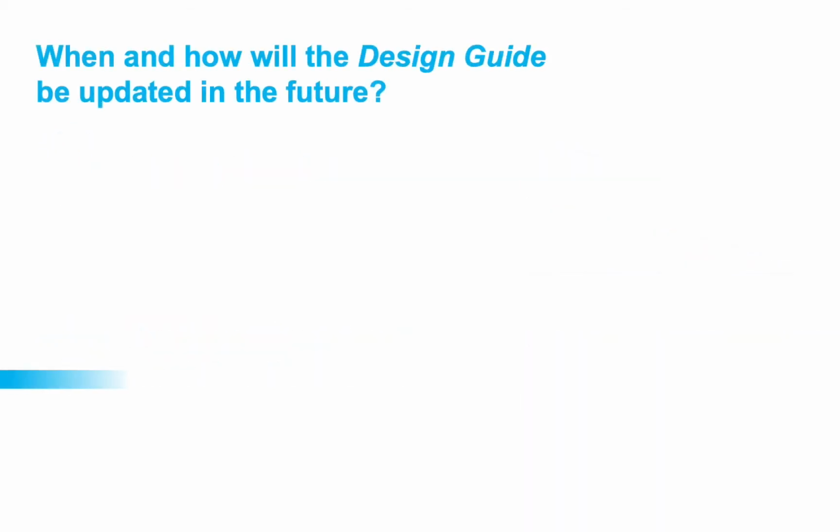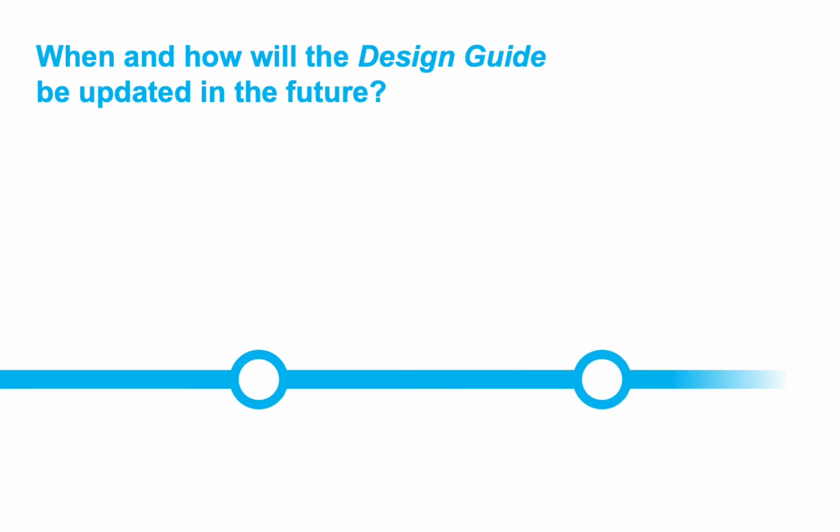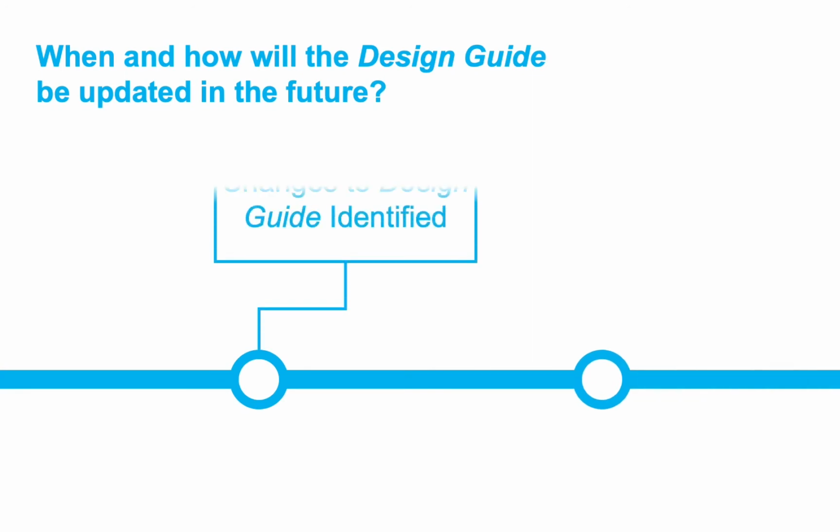Next, we will take a look at when and how the design guide will be updated in the future. First, changes to the design requirements or policy must be identified. These changes may arise from users submitting their suggested changes to the AO or through judicial conference action. A mailbox has been set up for users to submit their questions and feedback on the new updated design guide.